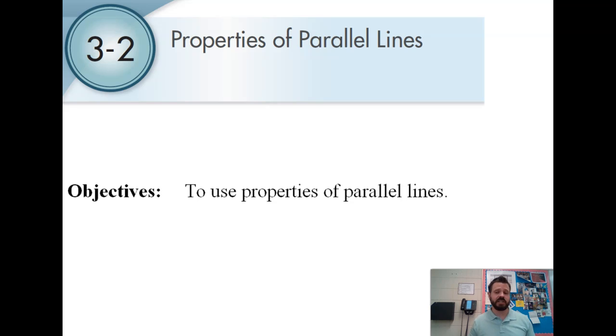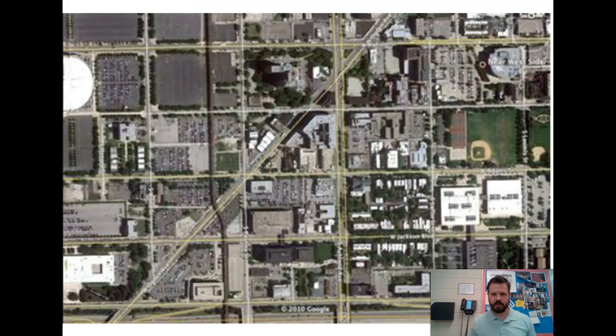Moving on to our next section in Chapter 3, 3-2. Today we're talking about properties of parallel lines. Objective: to use properties of parallel lines. Let's get rocking and rolling with that.